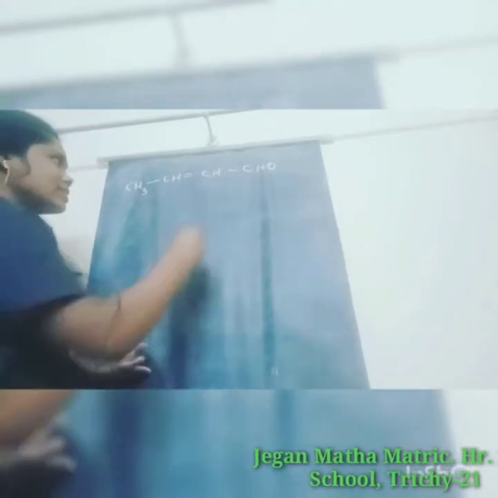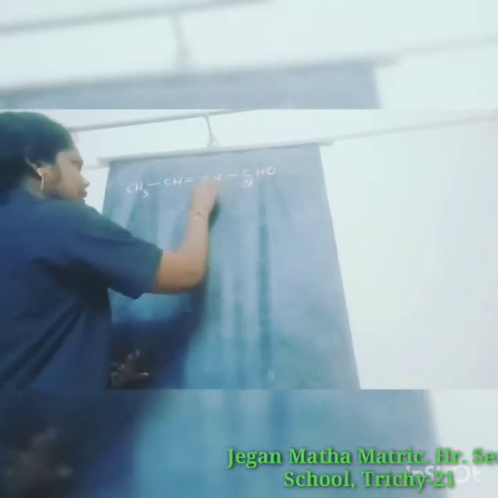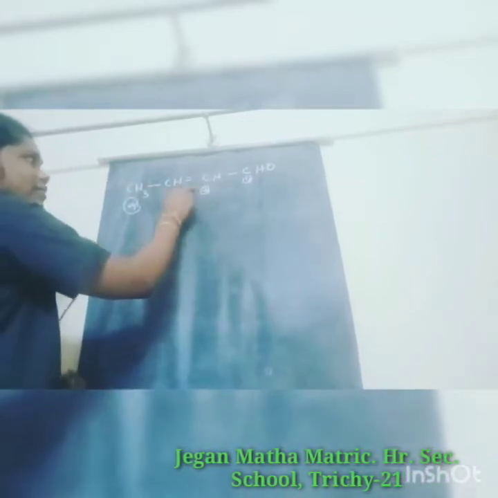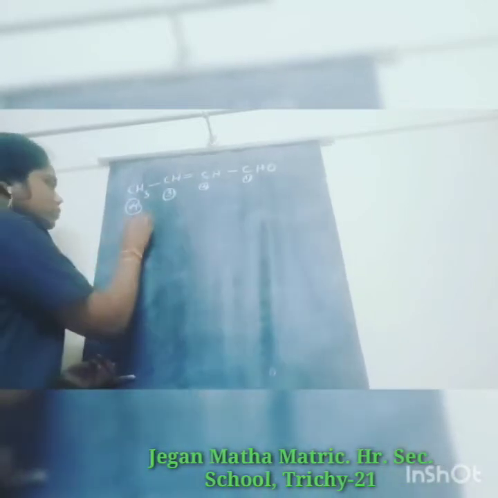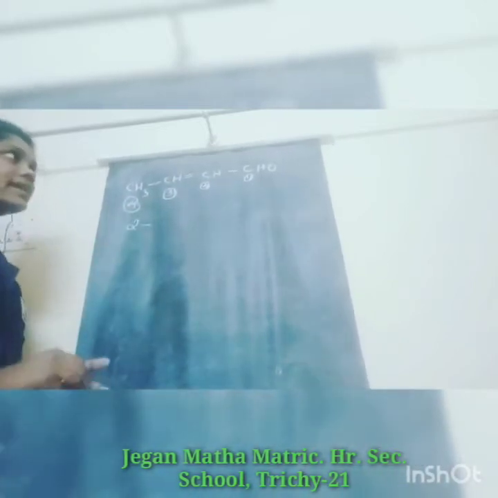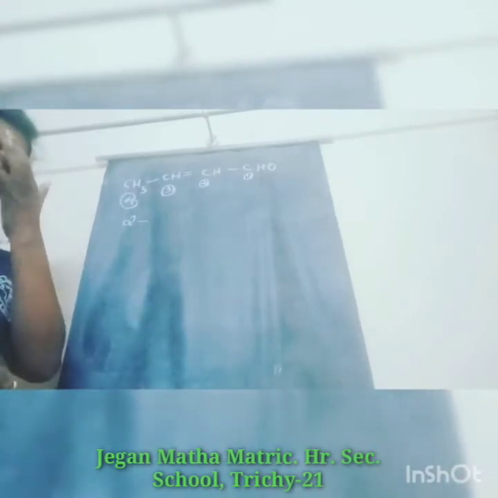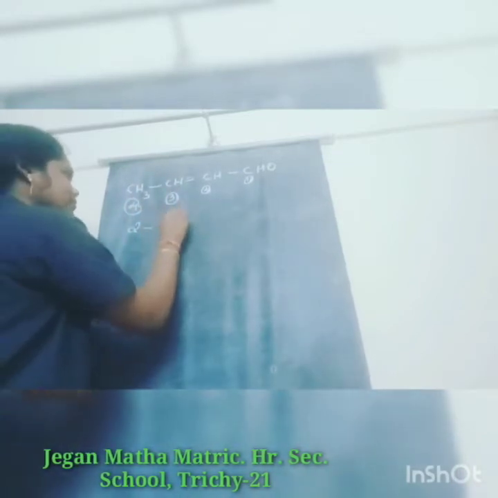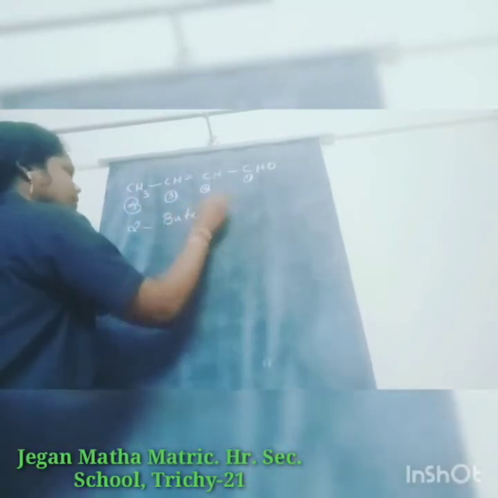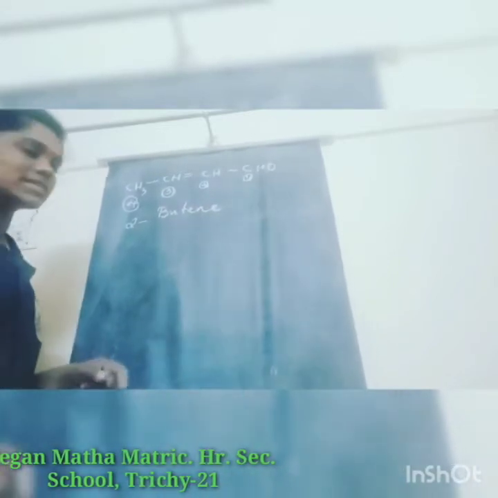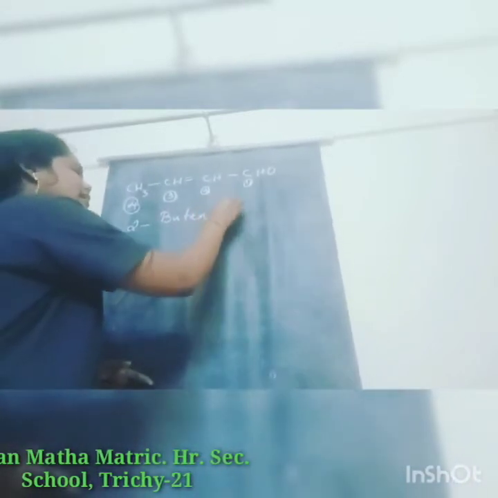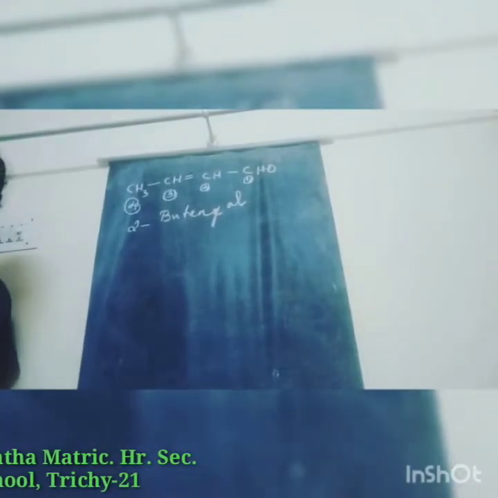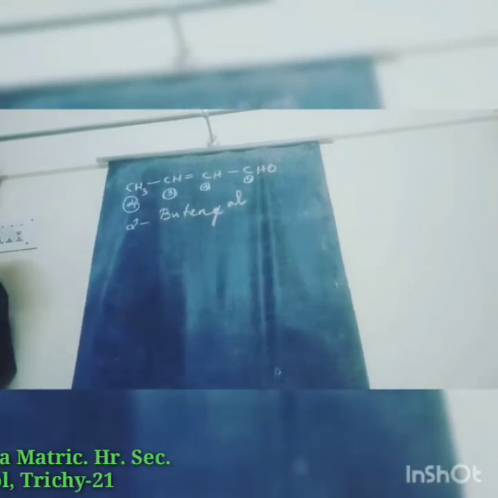Now for the numbering, you take the first carbon, second carbon, third carbon and fourth carbon. Only in the second carbon we have a double bond, so 2. Here four carbons are present, so four means butane. Here a double bond is present, so butene. Here the aldehyde group is the functional group. Strike out e and add al. So 2-butenal.